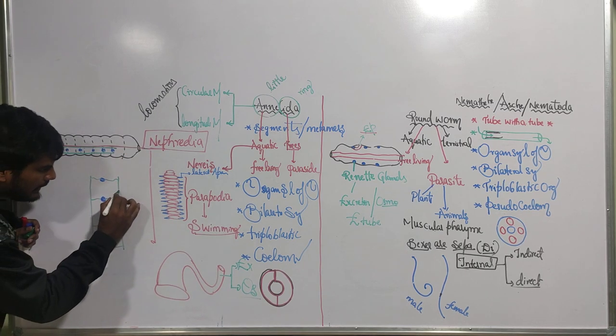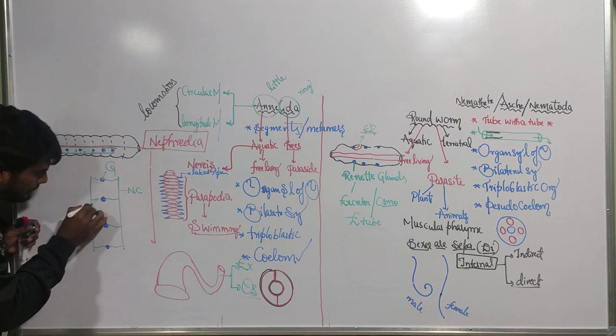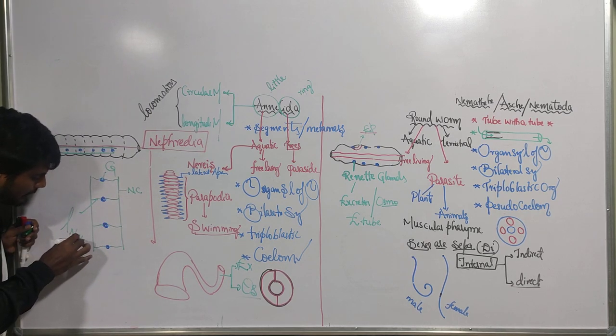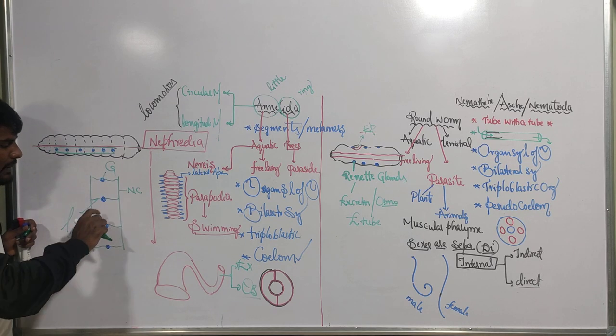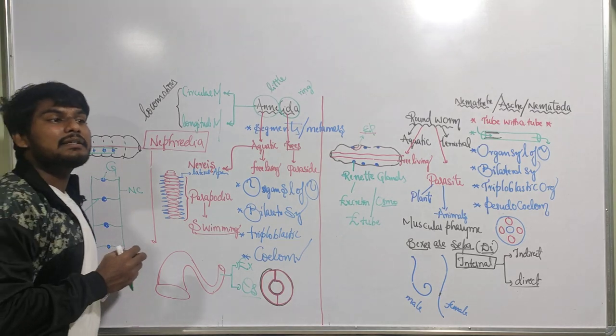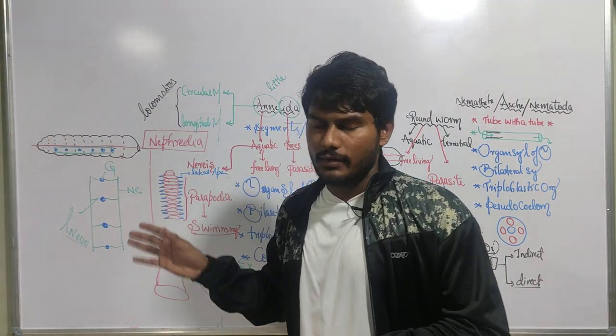Lateral nerves. It is the nerve cord. It is the ganglion. It is the lateral nerve. You remember, so this is the ladder shape. See, a ladder will be like this only. The nervous system is in the form of a ladder shape in Annelida.